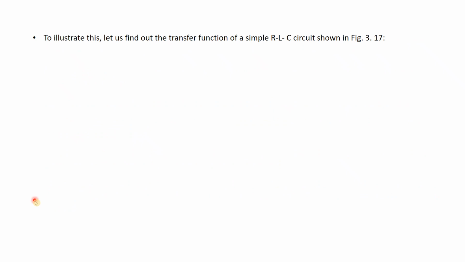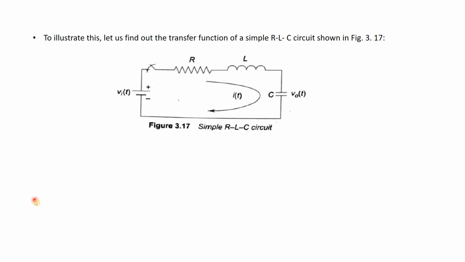Now to illustrate this, let us find out the transfer function of a simple RLC circuit. All of you know the RLC circuit. Suppose this is an RLC series circuit, where there is a DC voltage source of Vi as the input, and R, L, and C are the three parameters: resistance, inductance, and capacitance. i is the current, represented as i(t).